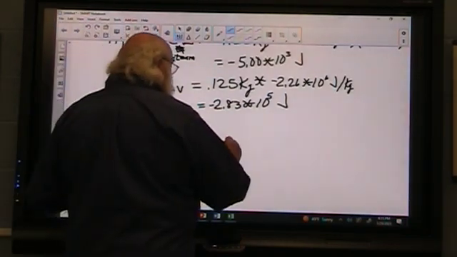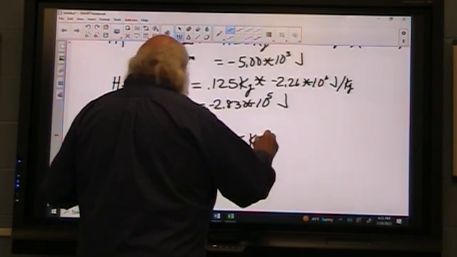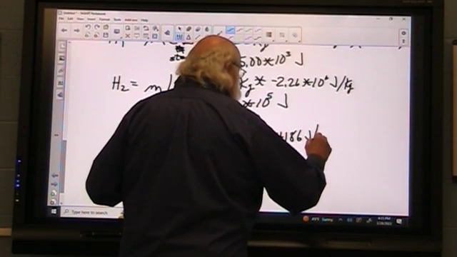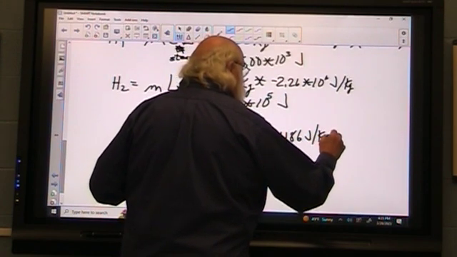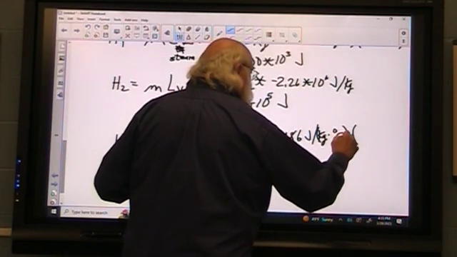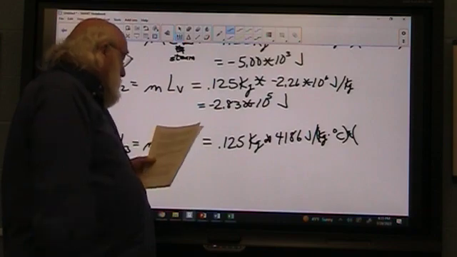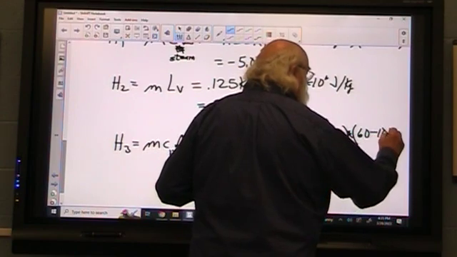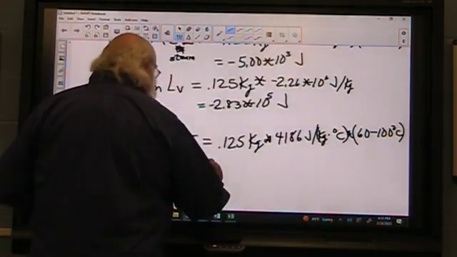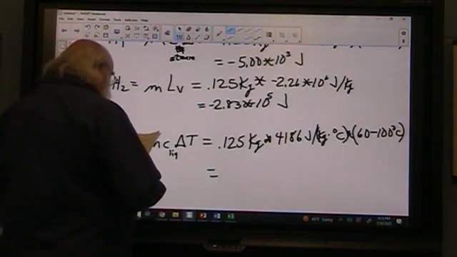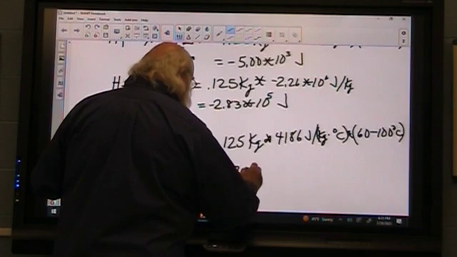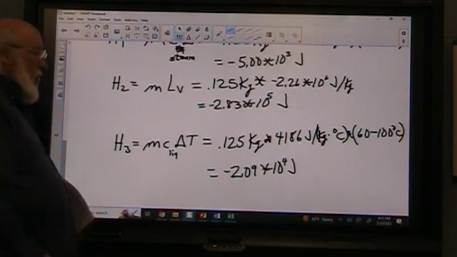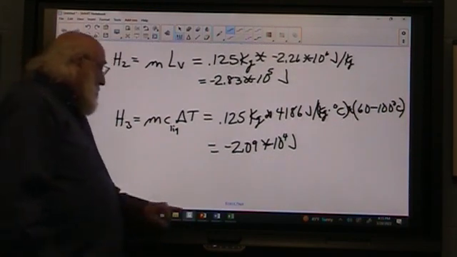So again, we got 0.125 kilograms times, now the heat capacity of water, 4186 joules per kilogram degrees Celsius, times the temperature change, rather. The final temperature is 60, and the initial temperature is 100 degrees Celsius. And when we punch that into our calculator, we get a value of negative 2.09 times 10 to the 4th joules. So now we have the three stages and the total amount of heat that's going to be released.